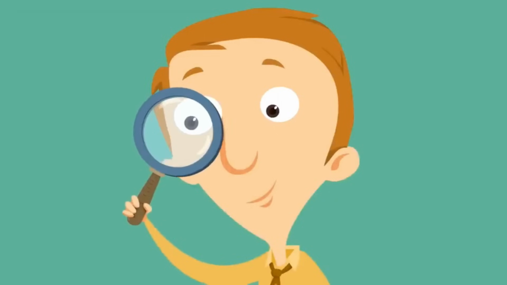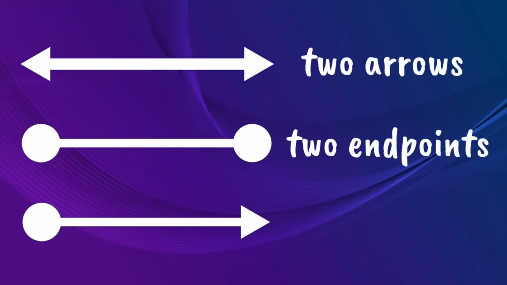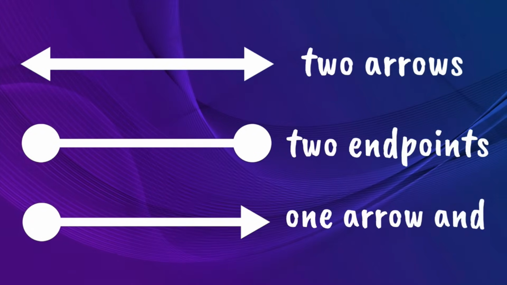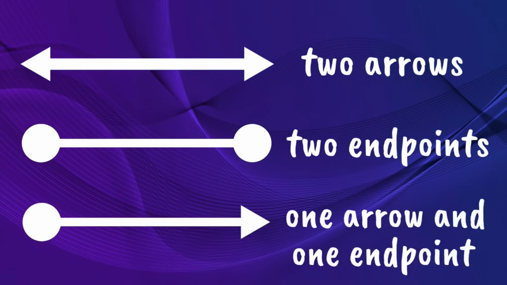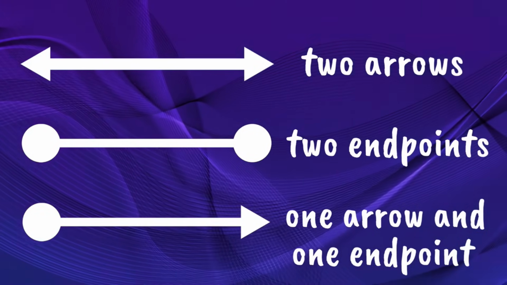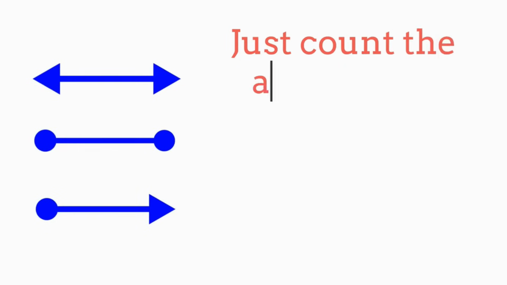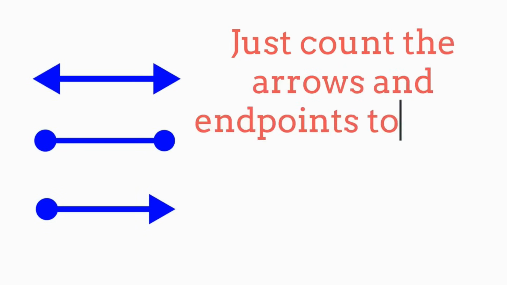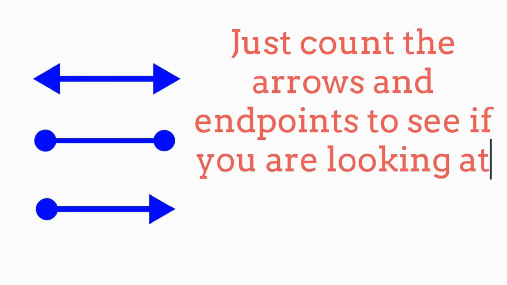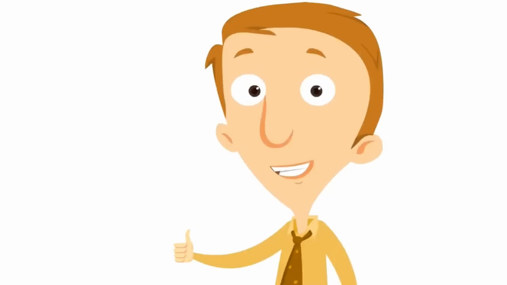See, we already know that a line has two arrows, a line segment has two endpoints, and a ray has one arrow and one endpoint. So we count the arrows and endpoints to discover what we're looking at. That's pretty simple. Just count the arrows and endpoints to see if you are looking at a line, a line segment, or a ray. That's the trick.